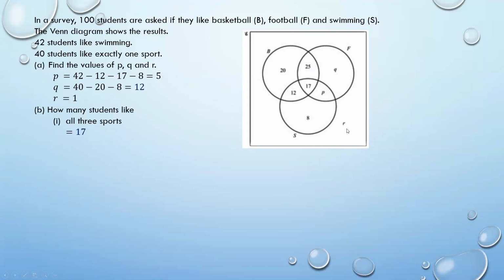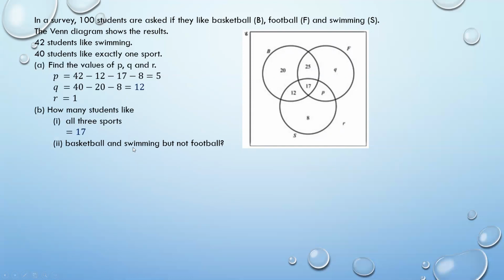So you have to get this 3 number first, because then you can answer the others. The question is asking how many students like all 3 sports. 17 is in the middle, because these 17 people are the intersection of the 3 sports. So they like all 3 sports.